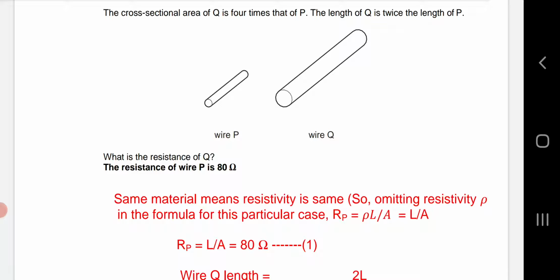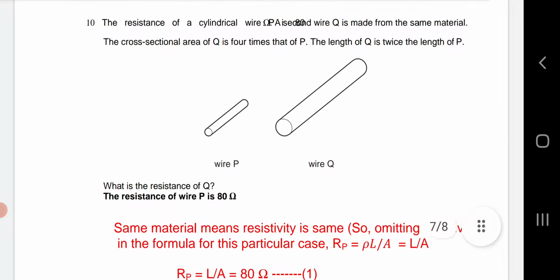So in the resistance formula, we can omit the resistivity. The formula of resistance is rho L over A. We can omit rho, the resistivity, and the formula for the resistance is L by A. So for P wire, the resistance of P wire is L by A, and that is 80 ohm. It is given. Equation number 1, the resistance of P wire is L by A, and it is 80 ohm.